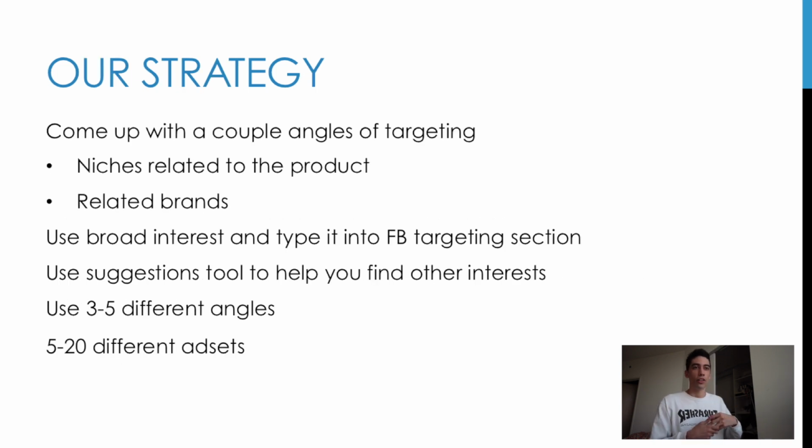So, like I said, our strategy is basically to come up with a couple angles of targeting. So niches related to the product, related brands, whatever it is. We want to come up with different angles for the actual product to target, and then use broad interest. We're always going to use broad interests and type them into the Facebook targeting section, and it's going to show us more suggestions, and that way we can get different ideas and use 3 to 5 different angles to create 5 to 20 different ad sets. So we're going to be making 5 to 20 different ad sets with different angles of the audiences. I'll show you guys what I mean here in a second.